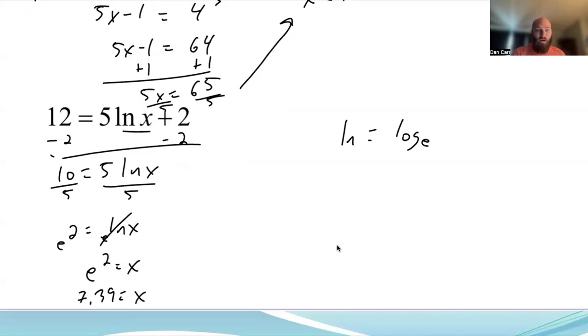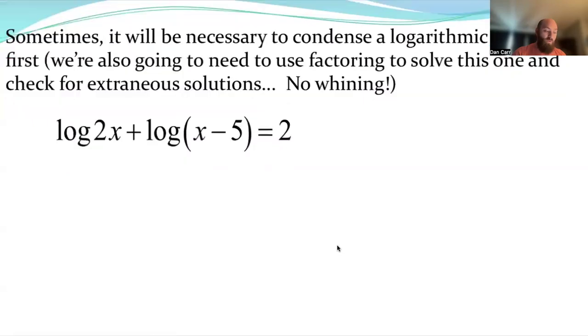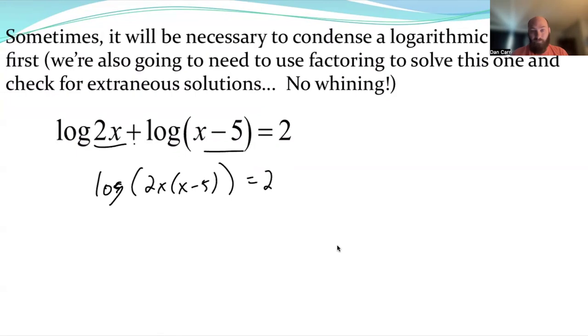All right. Sometimes we have to actually use our logarithm properties to condense first before we can do any solving. So for example, here, if I take the log of 2x plus the log of x minus 5, and that equals 2. Well, the first thing is notice how it's addition here. The addition means I can go ahead and do log of 2x times x minus 5, and that will equal 2.